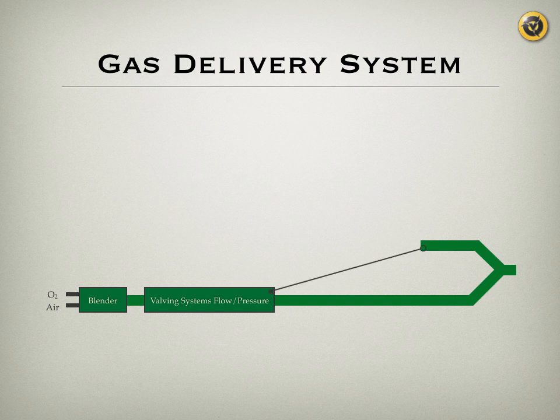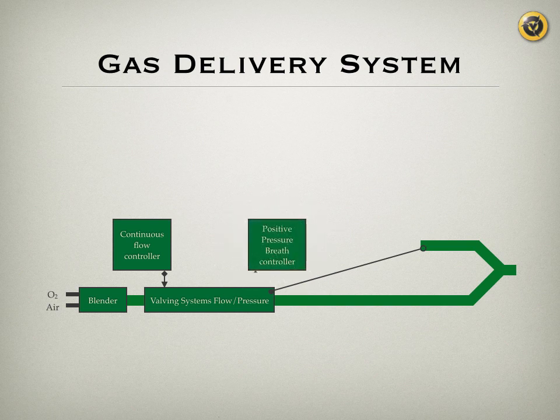But for you to control things in the valving system, you have to control the flows. So that was 30 liters per minute, 50 liters per minute flow. You have a continuous flow controller. And you also have a positive pressure breath controller. That's going to tell you how many breaths. So you're going to close the valve and open it 10 times a minute or 20 times a minute. So that would be the positive pressure breath controller. And that will control the expiratory valve and the inspiratory valve.